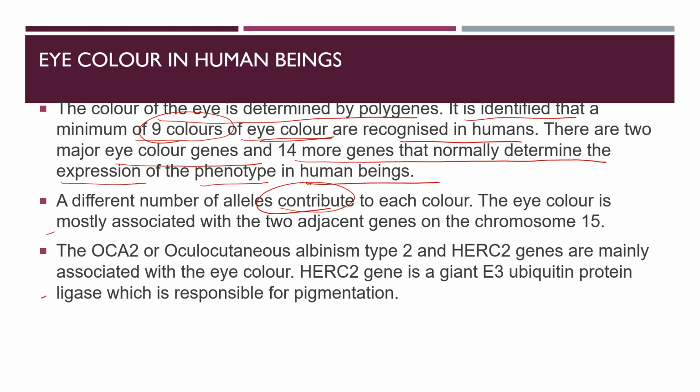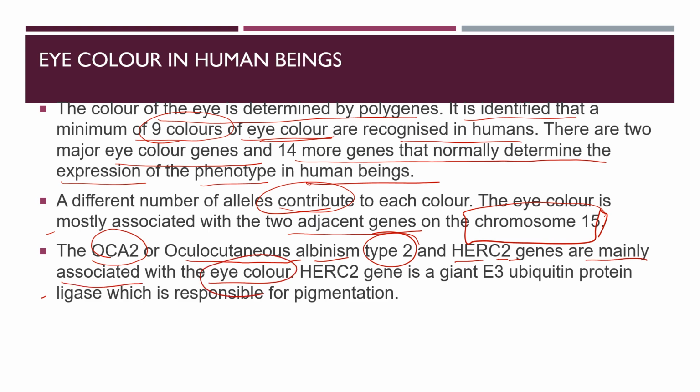So 2, 3, 4, they are contributing to each color. The eye color is mostly associated with two adjacent genes on chromosome 15. So where they are present on chromosome 15. Two adjacent genes of chromosome 15, they are associated with human eye color. So the OCA2, that is oculocutaneous albinism type 2, and HERC2 gene are mainly associated with eye color.